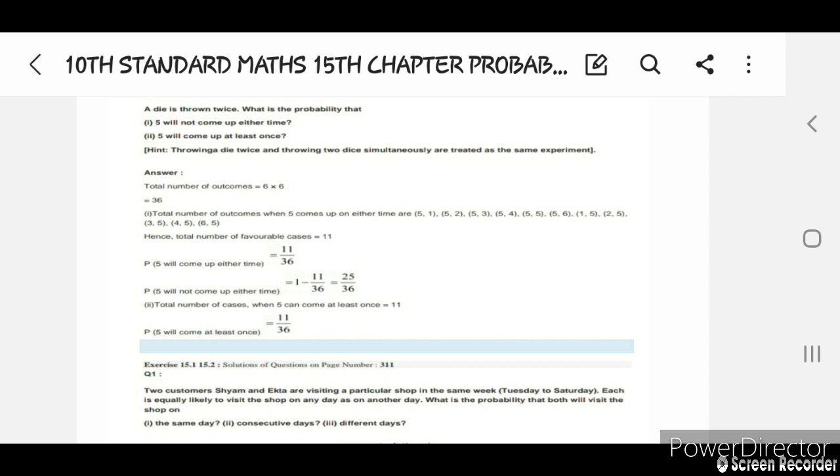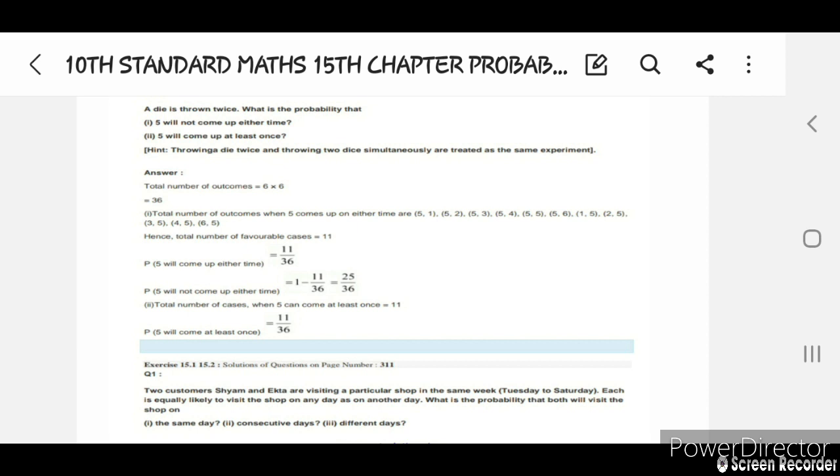Okay. Now the probability that 5 will not come up is 1 minus 11 by 36. 36 minus 11 is equal to 25, so 25 by 36. So 5 will come at least once with probability 11 by 36. That is the probability in which you will get 5 at least once.